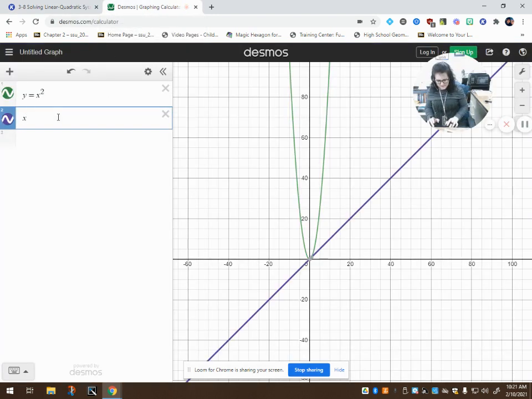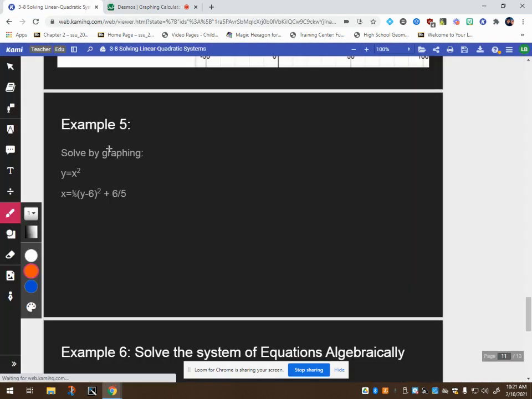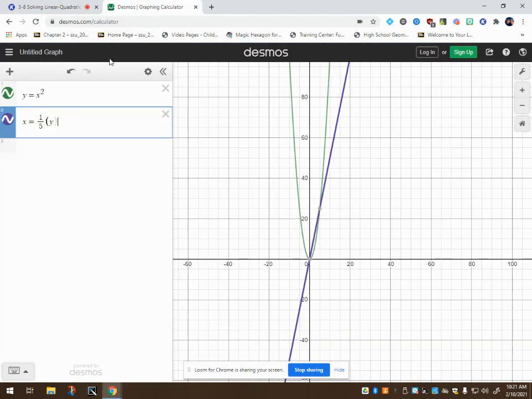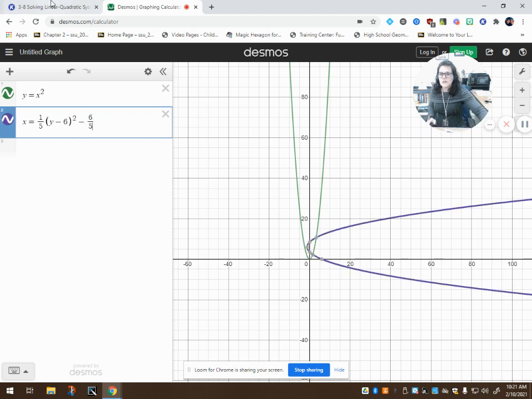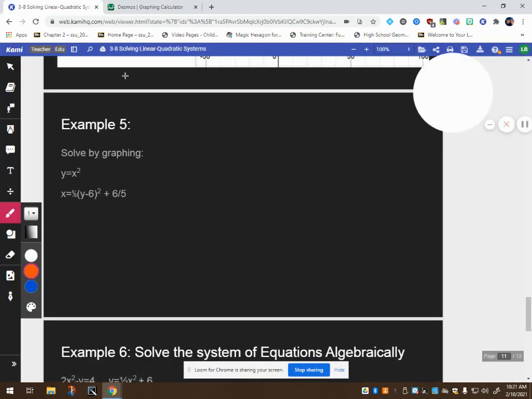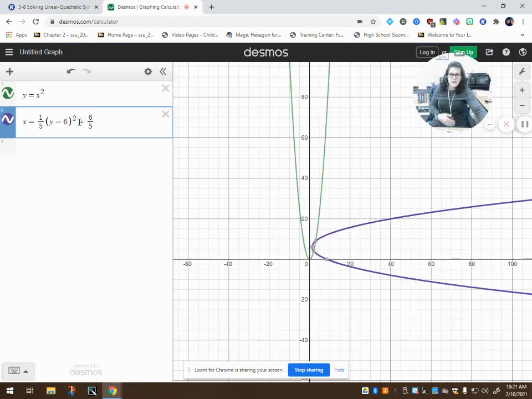Here it says x is equal to 1/5, and then we had x or y, let's see here, y minus 6 squared plus 6 fifths. So y minus 6 squared minus 6 fifths. Is that right? Y minus 6 plus 6 fifths. Okay, might help if I get the right signs.